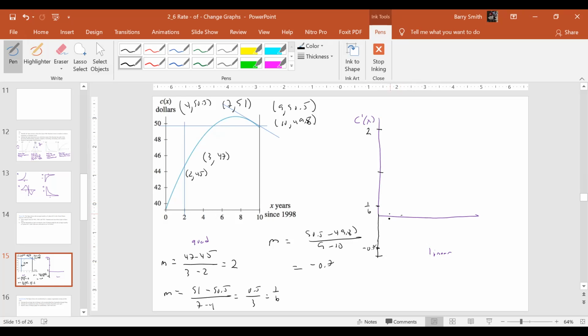And so now we have at the intervals, we have to go all the way to 10. So 1, 2, 3, 4, 5, 10. And so at the 3, 1, 2, 3, we had this. At the 7, that's 3, 4, 5, 6, 7, we had this. And 8, 9, we had roughly that.